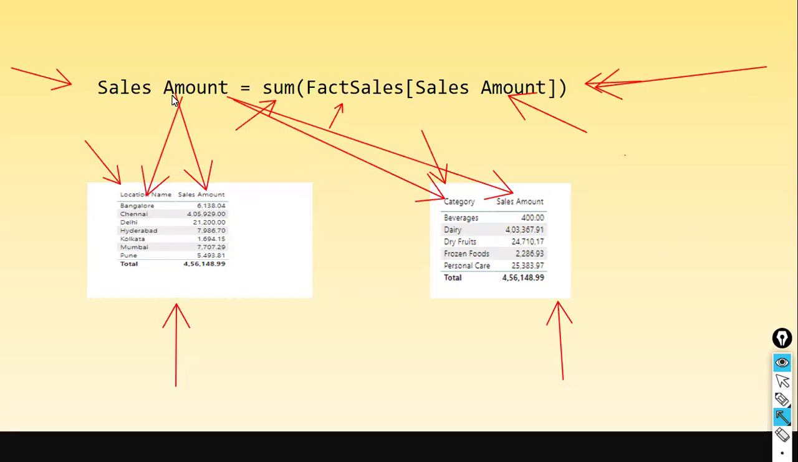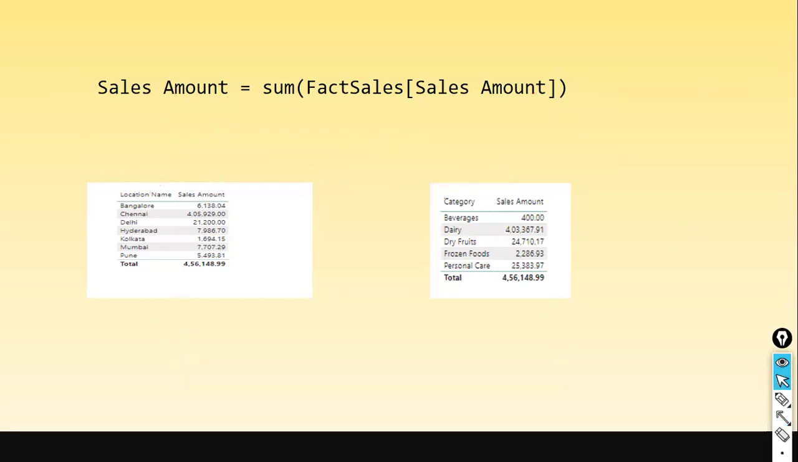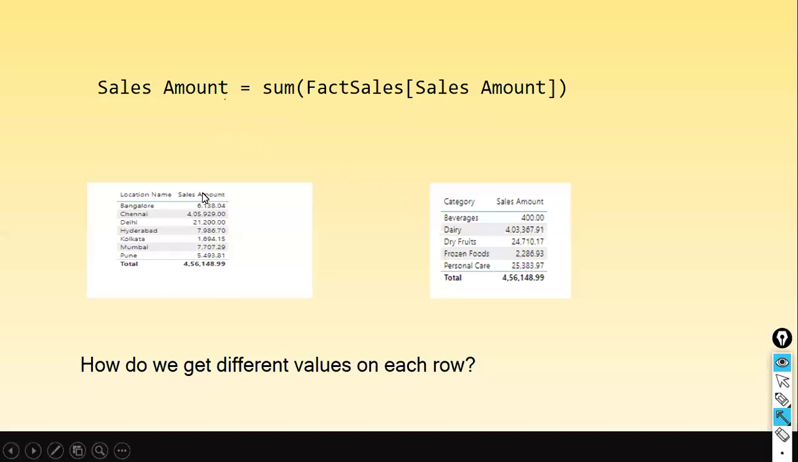But in this case, what happened? The formula is the same in both cases. The sales amount, I use it here as well as here. In both cases, I have used the same measure. The same measure I used in this visual, I have used here also. But depending on the environment, it behaved differently.